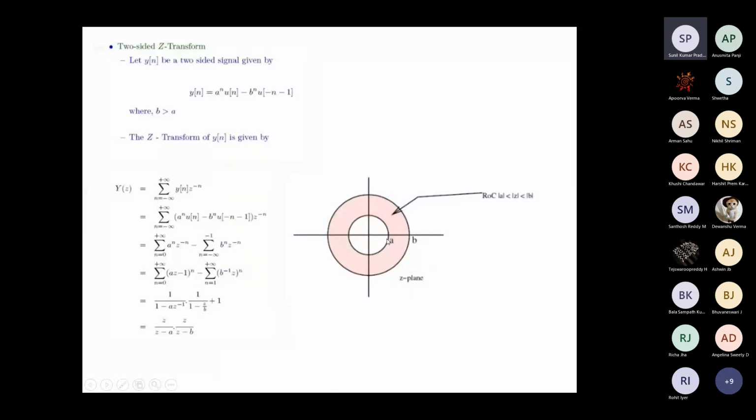So in that case, if you find its Z transform and its region of convergence, your region of convergence will be the ring which you can see here in the pink color. That is between the radius a and b. That is mod a less than mod z less than mod b. So this is your region of convergence for a two-sided signal.